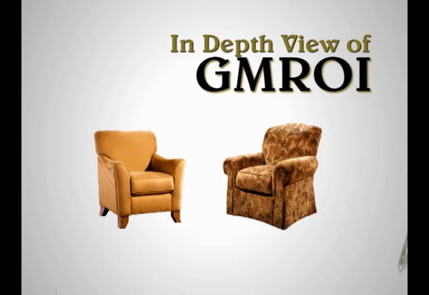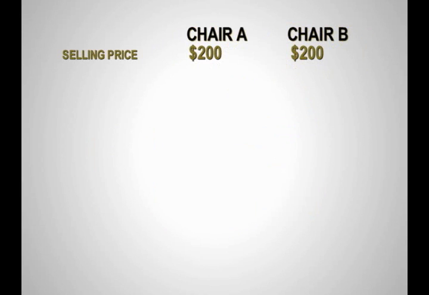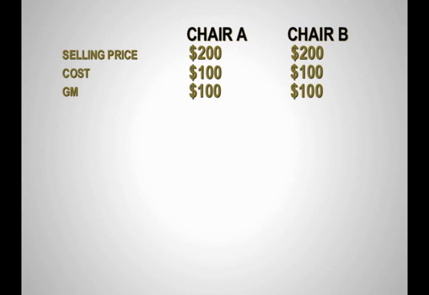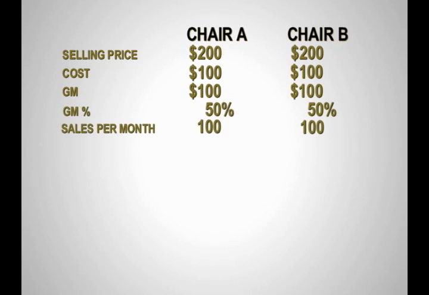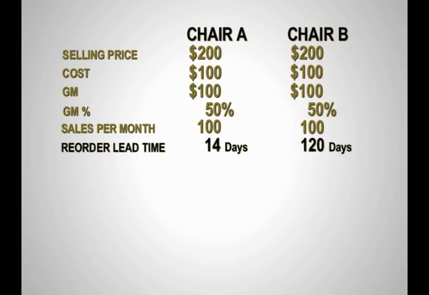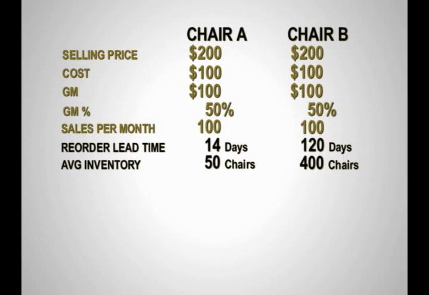Now let's look at a more in-depth view. Here we have 2 chairs, chair A and chair B. We've given them the same selling price, the same cost, the same gross margin percentage, the same sales per month. But here's where some things change. The reorder lead time: on chair A it's 14 days, on chair B it's 120 days. The average inventory, on chair A, they only kept 50 chairs in stock because of the 14-day delivery. On chair B, they had 400 chairs because they needed a 120-day delivery.